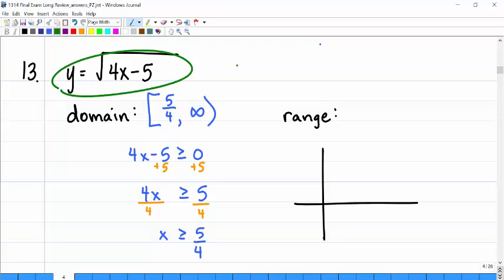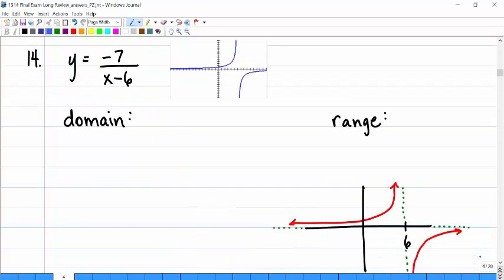If you recognize the parent function y equals the square root of x, but it's been shifted to the right here at 5/4, a quick sketch of this graph is going to look like this. My range, what y values coming in here, starts here at y equals 0 and goes up to infinity. So my range is bracket 0, comma, infinity, parenthesis.